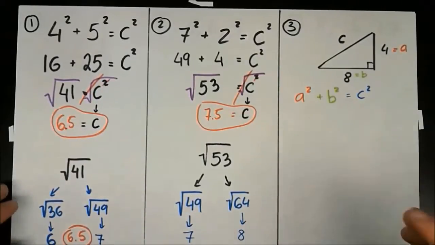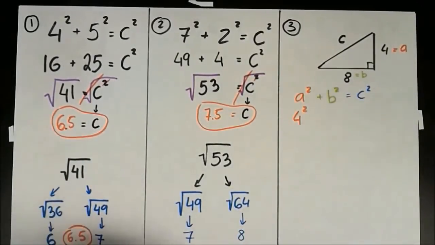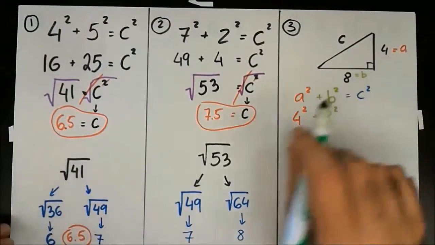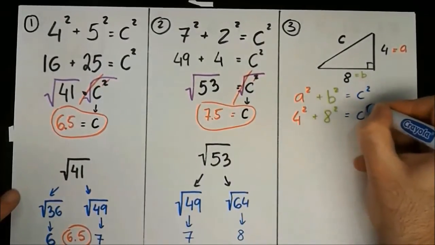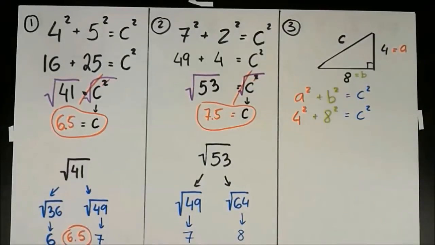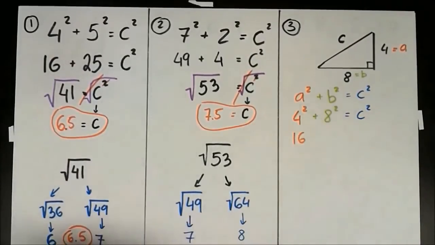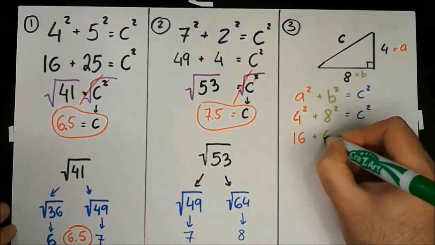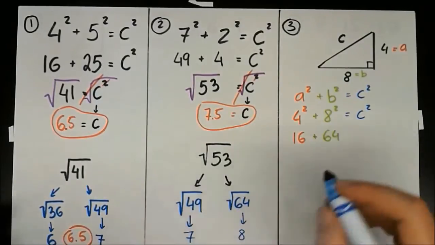Substitute. Plug them in. For a it's going to be 4, so instead of a squared it's going to be 4 squared. For b it's going to be 8, so it's going to be 8 squared. And of course I'm still missing my c, so that's just going to stay c squared. What's 4 to the second power? 4 times 4, 16. What's 8 to the second power? 64, 8 times 8. What's the sum of the two? What's 16 plus 64?